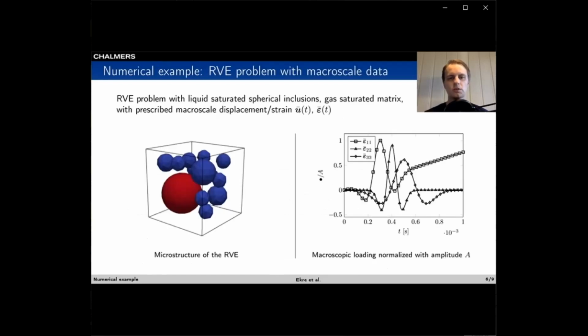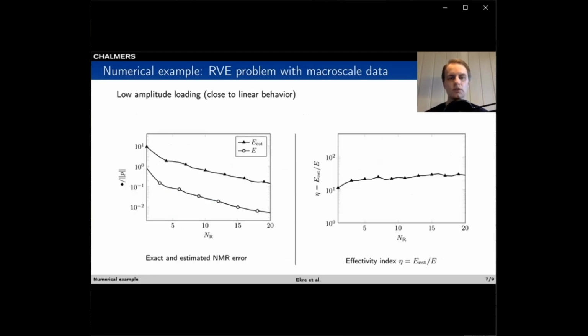And now I want to show a numerical example. To the left you can see the microstructure that we considered. It's a simple RVE with spherical inclusions of different material parameters. To the right you can see the macroscopic strain that we apply, and we consider different amplitudes corresponding to different levels of nonlinearity. And here you can see the result for low amplitude loading, so it's close to linear behavior.